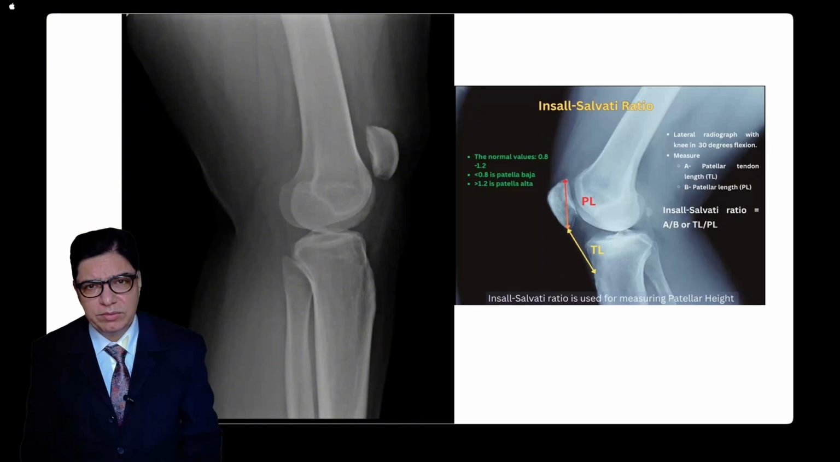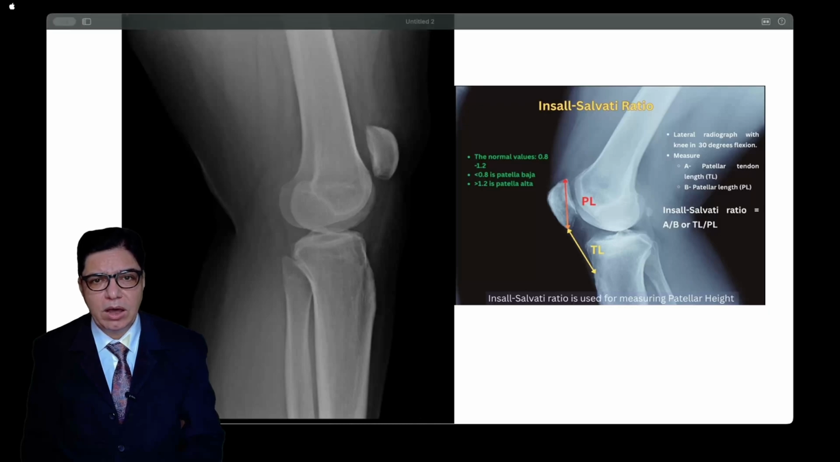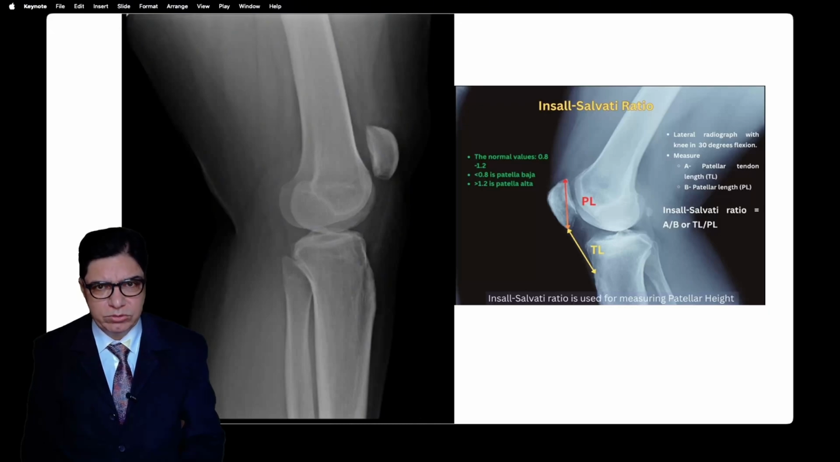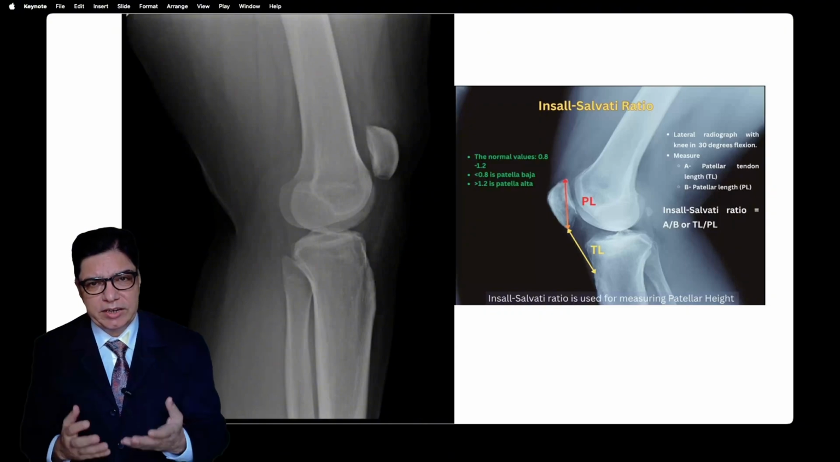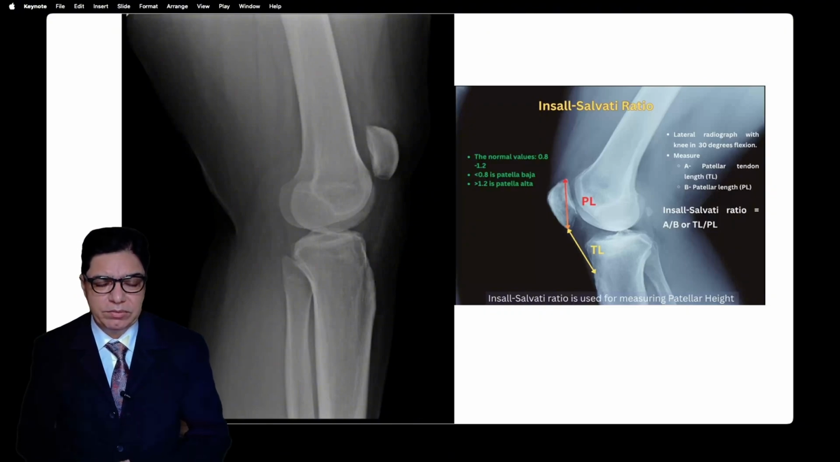So the first thing that we would be talking about is what we call a high riding patella. This is also known as Patella Alta. Now, normally, how do we diagnose these conditions? A high riding patella, which is a patella which is slightly above its normal location, is usually diagnosed when you do an x-ray of the knee joint. And when we are talking about the x-ray of the knee joint, we are talking about a lateral x-ray. A lateral x-ray usually is done in 30 degrees flexion.